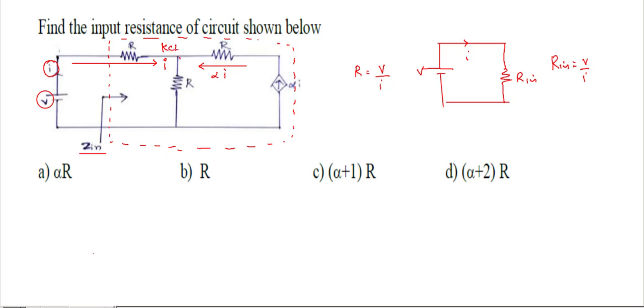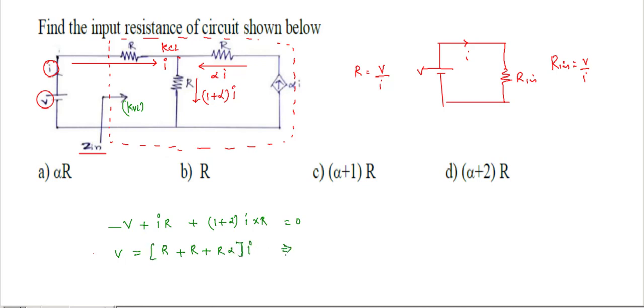here at this node. From this, 1 plus alpha I current is leaving. So I want to find the ratio of the voltage to current. Let's apply KVL to this loop. Minus V plus I into R plus (1 plus alpha) I into R equals 0. So this leads to V equals (R plus R alpha) into I.